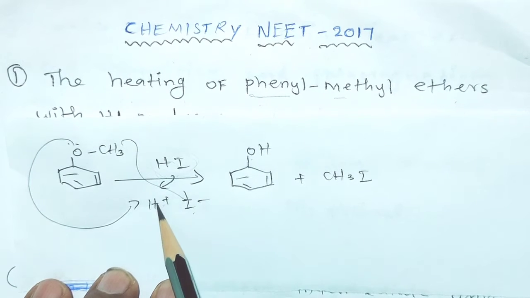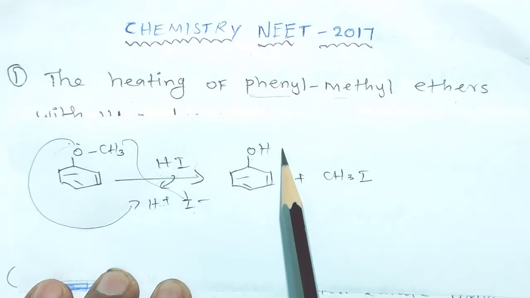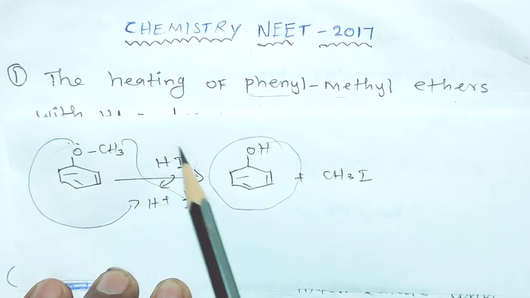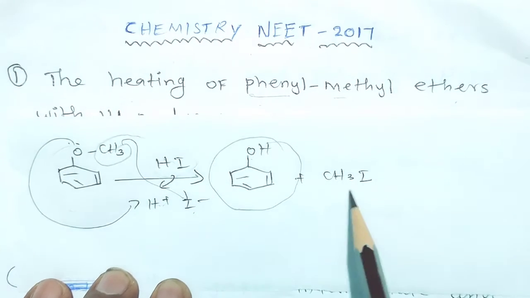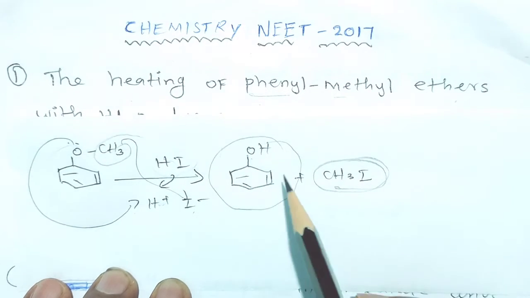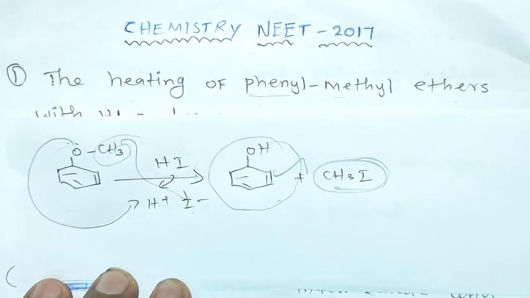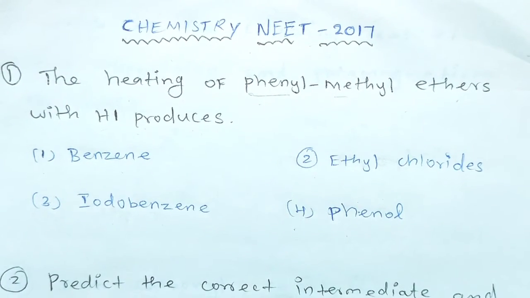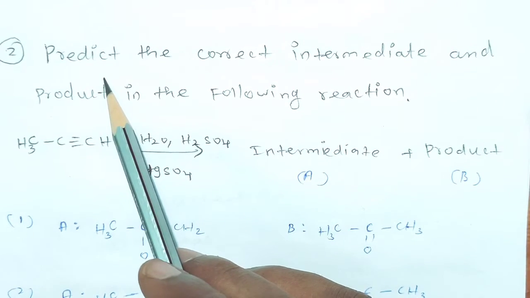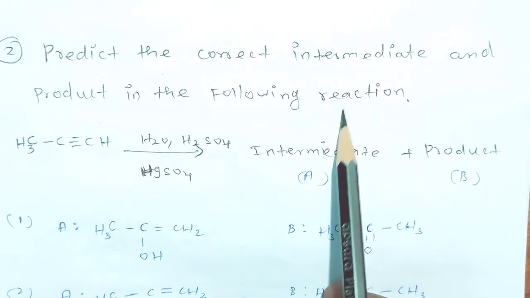First of all, this H plus takes the lone pair of the oxygen atom to produce a phenol compound. Next, the I minus takes the methyl group. Finally we get CH3I, methyl halide, as well as the phenol compound. This is the answer to your question. So in the first question, the answer is phenol.